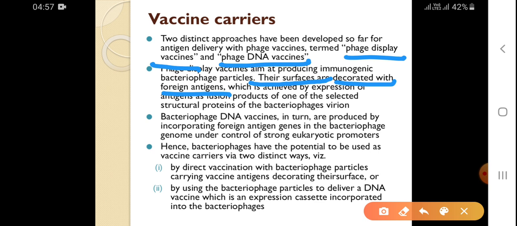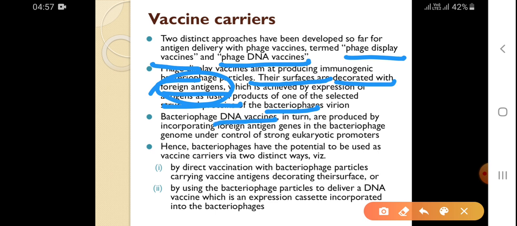Here the antigen is expressed as a fusion product, and one of the structural proteins is going to be a foreign antigen. Okay, so the phage display vaccine is similar to the bacteriophage display technique. Another one is your phage DNA vaccines.